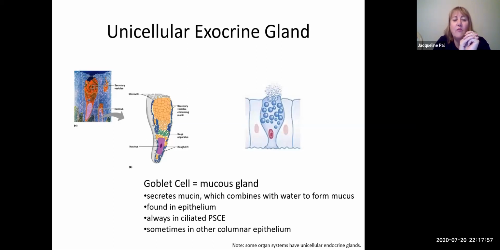So these goblet cells are found in your epithelium. We always find them in pseudostratified columnar epithelium, but sometimes we find them in other columnar epithelium as well. So just seeing goblet cells does not make it pseudostratified columnar epithelium. We'll see lots of these goblet cells in organ systems in the last half of this course.